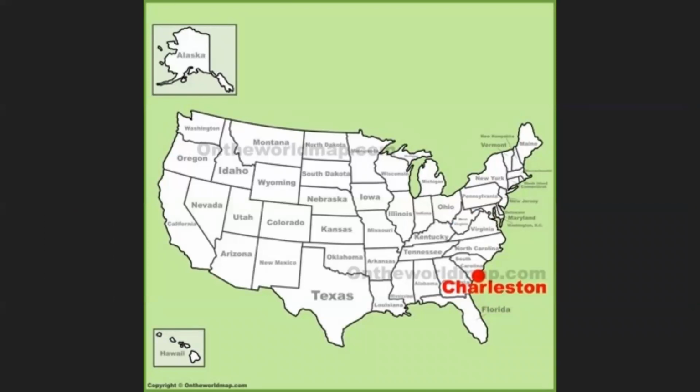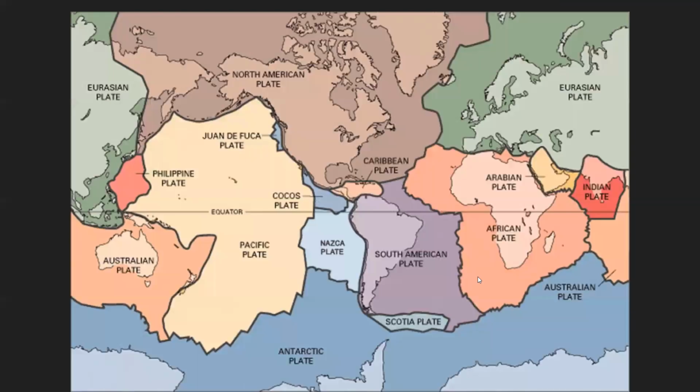The image here is to show you where Charleston is located in the US. So you can see it right here with the big red dot. And this picture is a map of the tectonic plates around the globe. As you can see, Charleston is located right here on the US map, and it's not near any plate boundaries. So earthquakes there are relatively uncommon.